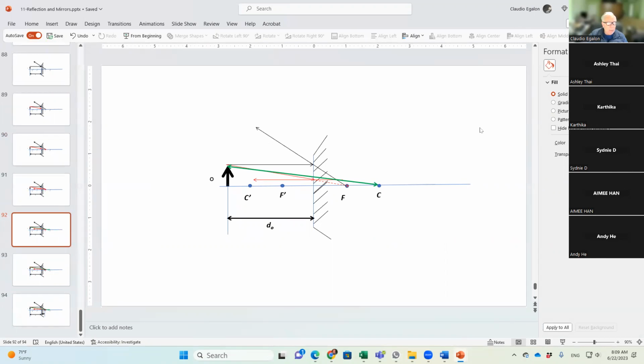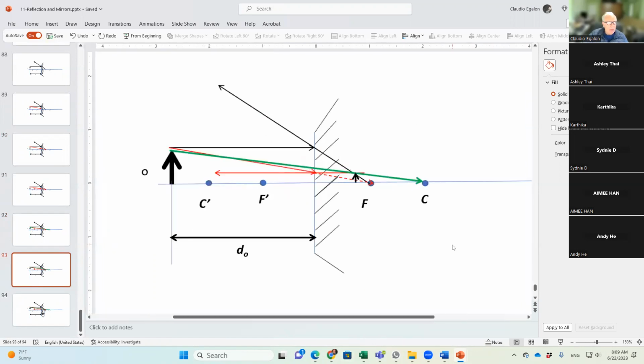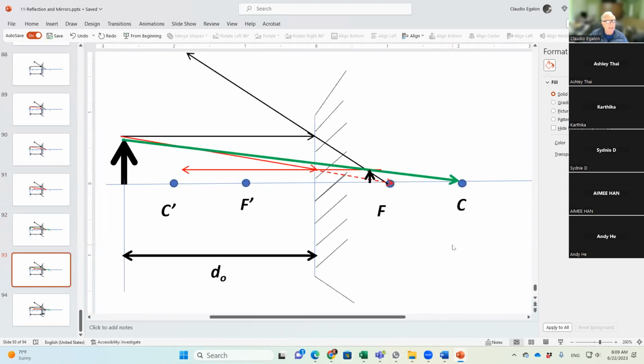Okay, and now the intersection of all those three light rays results in an image that, by the way, is behind the mirror. So that's all you have to know. There's no other case that you have to worry about, okay? That's the distance of the image.